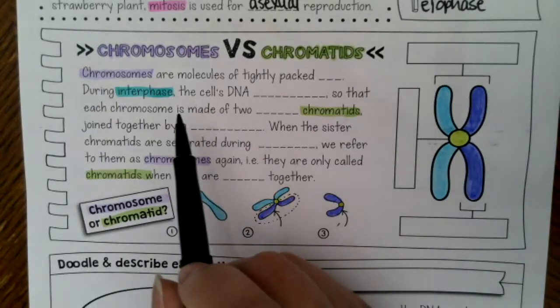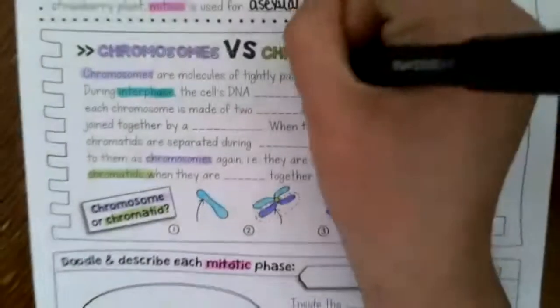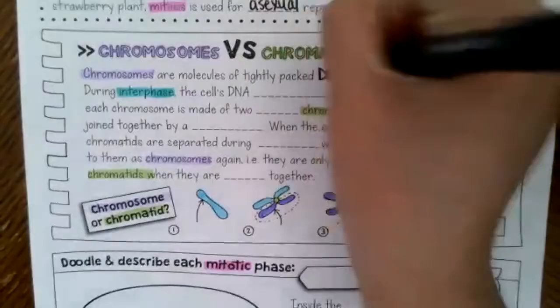So chromosomes are going to be molecules of tightly packed DNA.